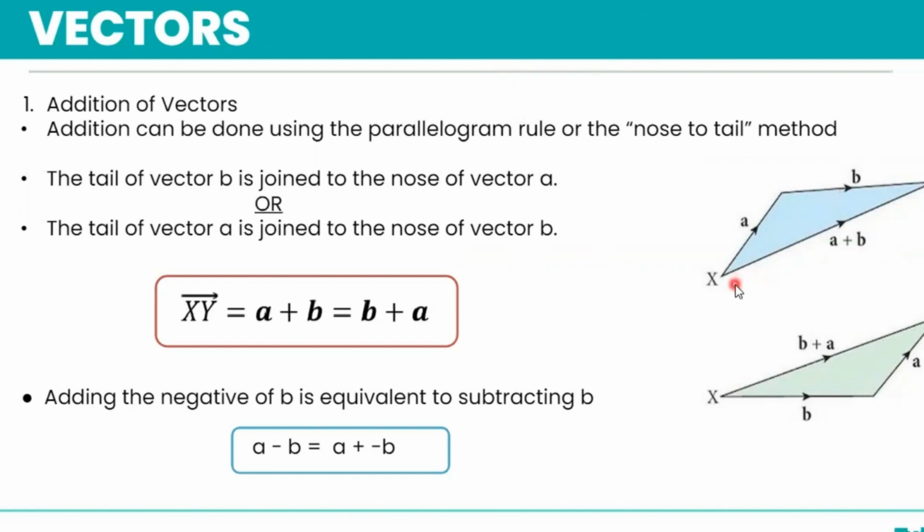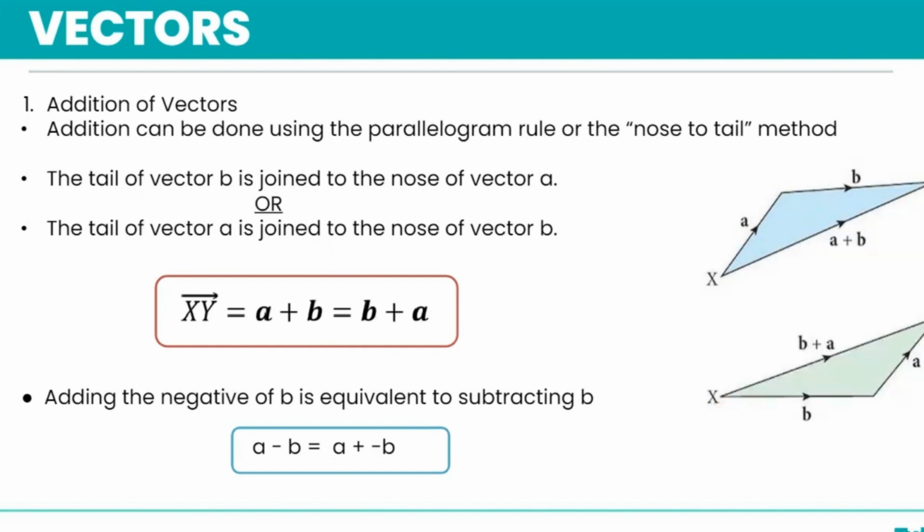In this diagram, what we can see is point X and point Y. To get from point X to point Y, I can go along two separate vectors. I can go along vector A and then go along vector B to get to my point Y from X. So what we are basically doing here is adding our vectors A and B. We've connected the nose of A to the tail of B. We can also do this in another way that we've already spoken about.